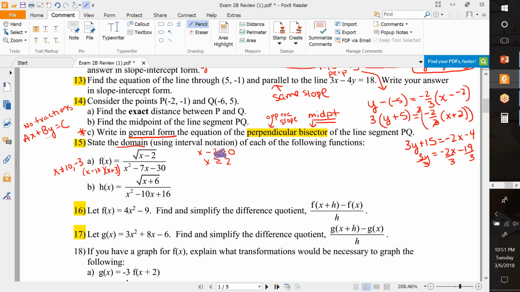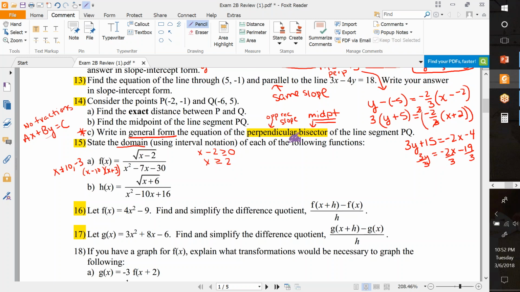So we have two things going on. We have to have our x greater than or equal to 2, and it can't be 10 or -3. The only one of these that actually causes problems is 10, because you've already thrown out -3. Being greater than or equal to 2 means -3 was never an option to begin with.